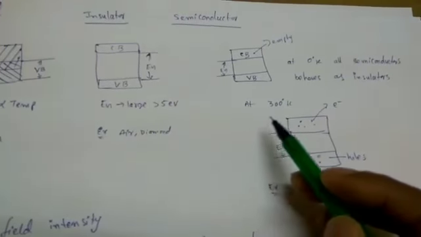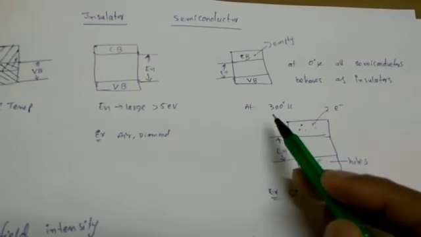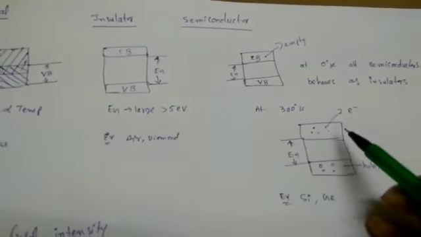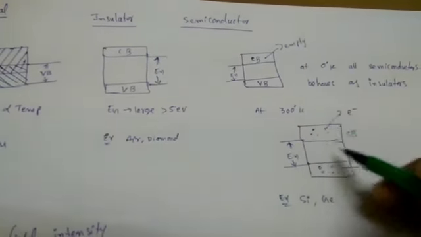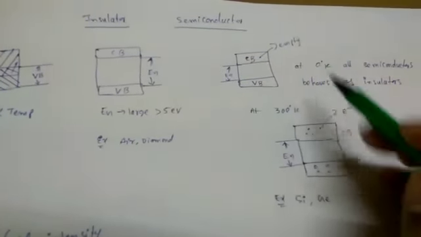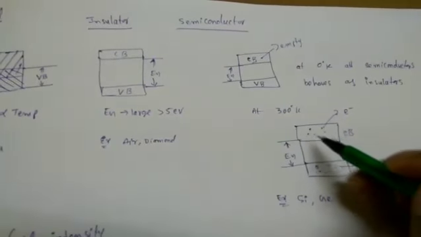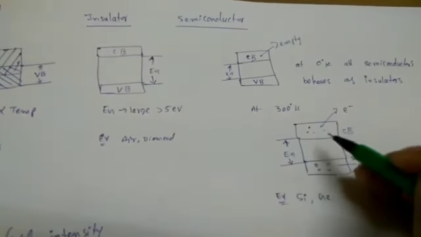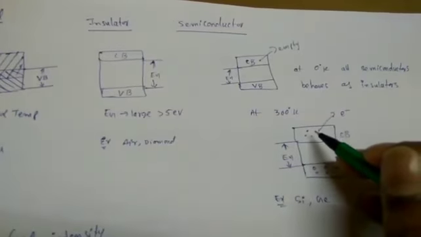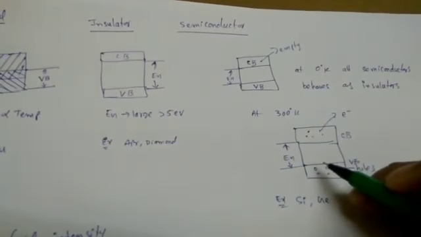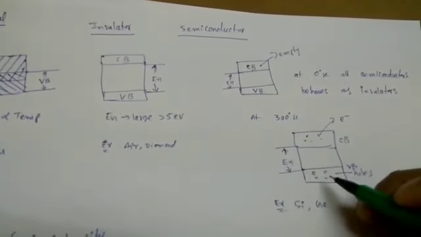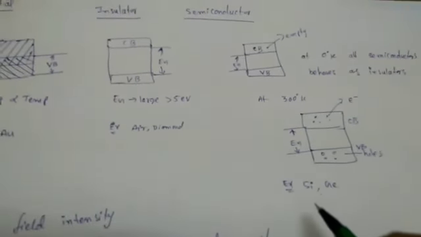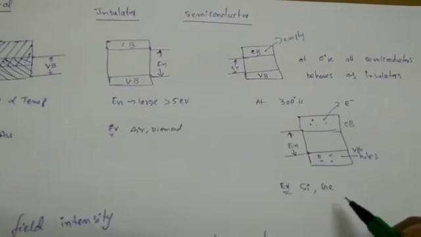But if we increase the temperature to 300 degree Kelvin, this is the conduction band and this is the valence band. The conduction band was empty, but now we will have some electrons in the conduction band. That means it starts conducting. And the moment we have these electrons here, there will be holes. The same number of holes will be here as electrons. Examples we can say are silicon and germanium. This is about some energy gaps.